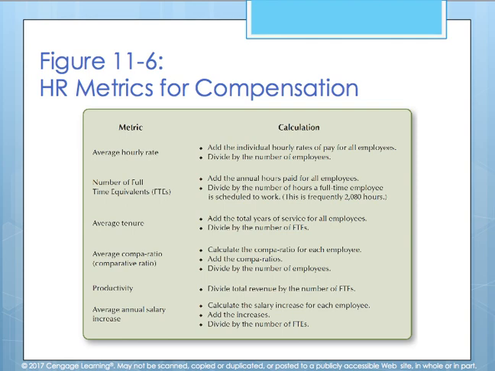And then productivity, and I believe we discussed this in a previous lecture, and I could be wrong, but you divide the total revenue by the number of FTEs. That's how you determine productivity. So you know where you stand, and then what's that number of full-time equivalents. And then you can see how productive your team really is. And then your average annual salary increase. You calculate the salary increase for each employee, add those increases together, and then divide by the number of FTEs.